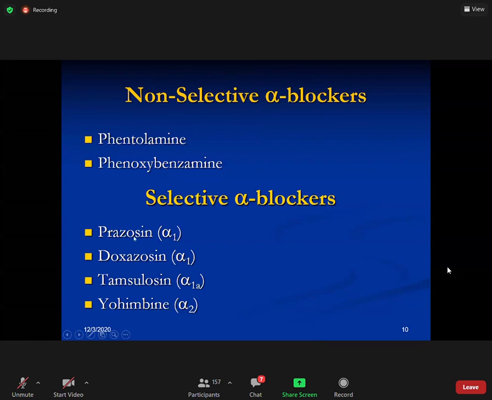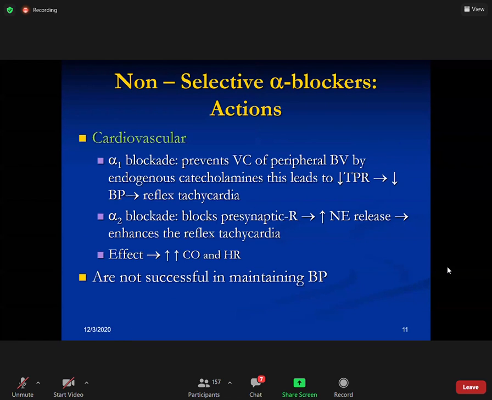Selective, remember, prazosin is more into alpha-1, doxazosin alpha-1, tamsulosin alpha-1A, yohimbine alpha-2. I'll give you more details in the upcoming slides. Now, the non-selective alpha blocker actions, what are their actions? First, let's talk about the cardiovascular. Alpha blockade, what does it prevent? Vasoconstriction of peripheral blood vessels by endogenous catecholamines. This will lead to what? Decrease in total peripheral resistance, decreasing blood pressure, and you might have reflex tachycardia. This is the mechanism that will happen.